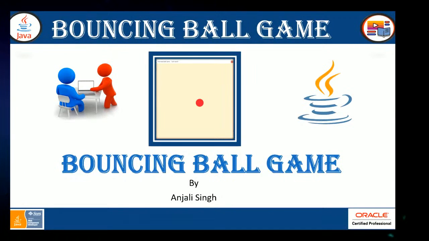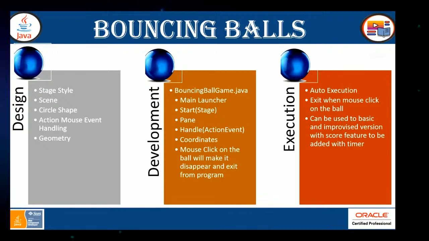Now let's go to the second section of this demonstration, the bouncing ball game. This type of game is very basic. The design part is the same way, where we have a stage, a scene, and a circle shape as the ball. Now we are going to add a little event handling here. The requirement is that when you click on the ball, it will disappear and exit from the program.